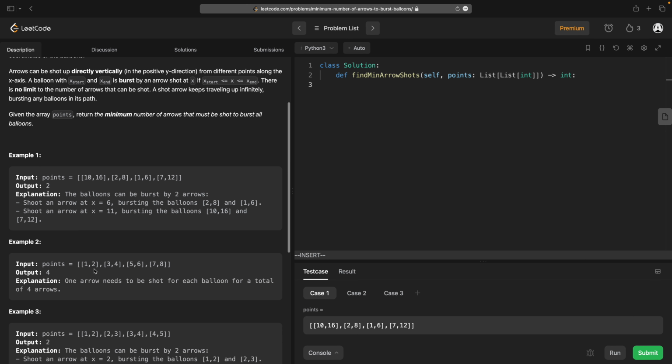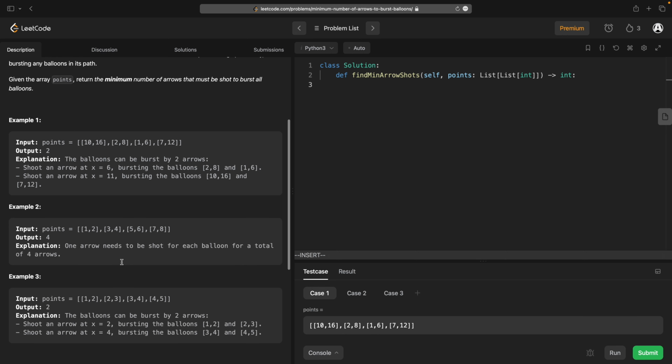Here we need to do it 4 times because the balloons don't overlap with each other at all. And here we can do it with 2 because these two are touching each other. And remember, we count just grazing a balloon as popping a balloon, and these 2 as well.